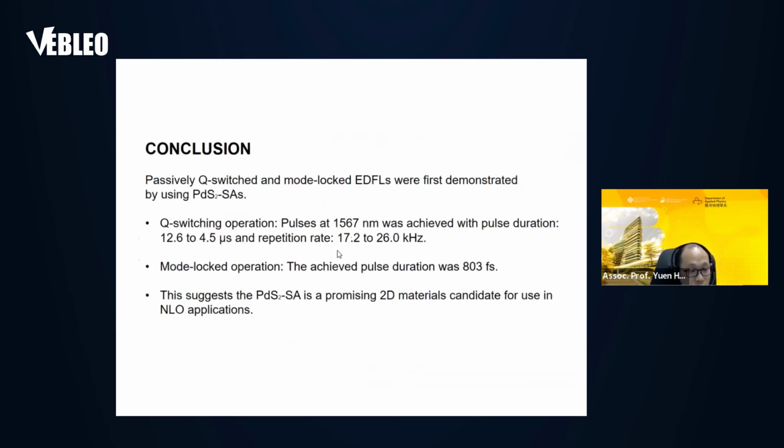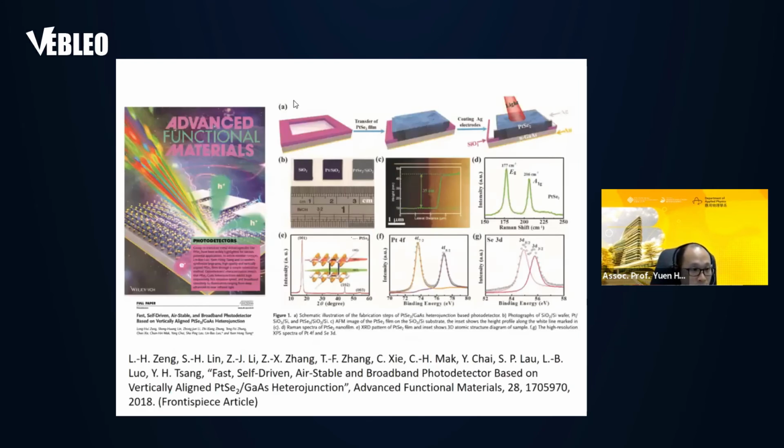So as a conclusion, we actually demonstrate both Q-switch operation and mode-locking operation by using the PdSe2-based material as a saturable absorber for the first time. And then later on, we also use this group 10 material to make a photodetector. So this is the first demonstration, and also a comprehensive study regarding the performance of the photoelectric effect by using this material.